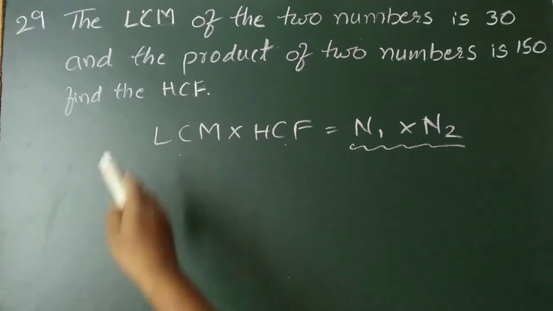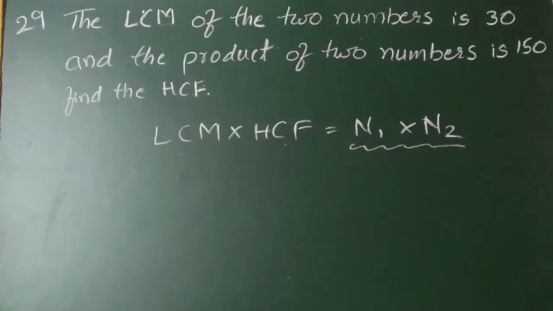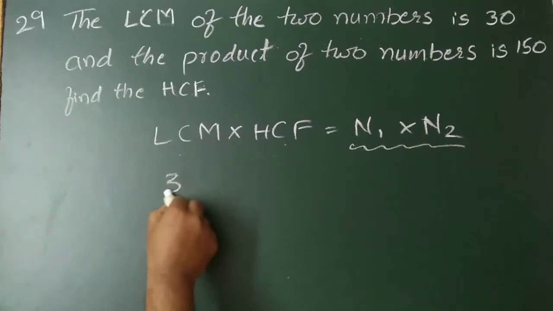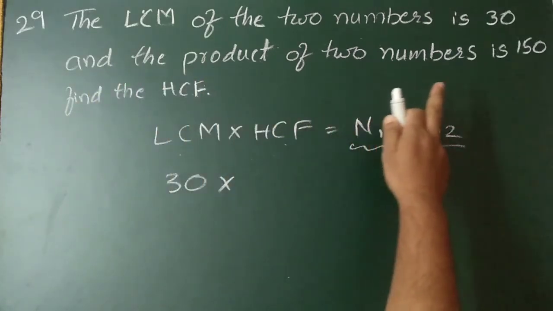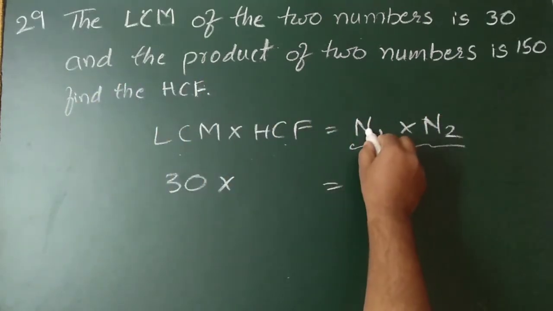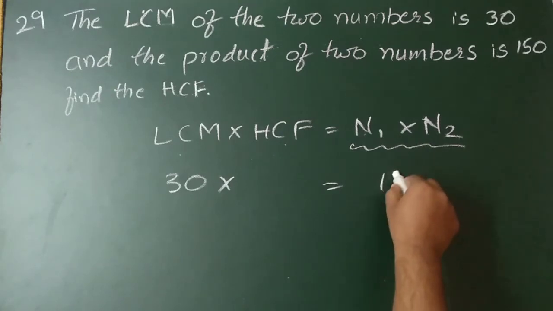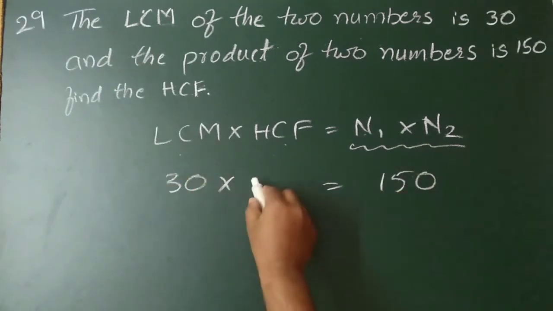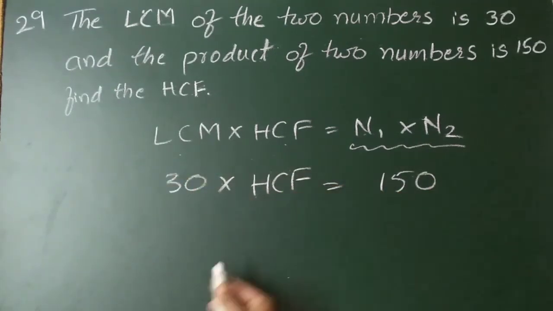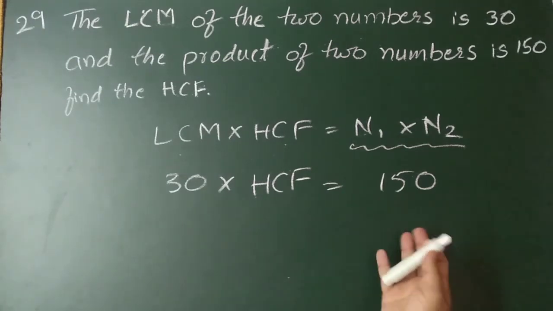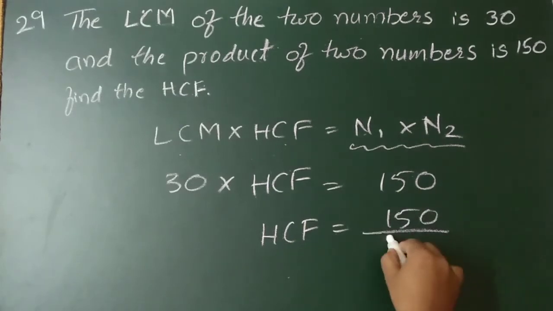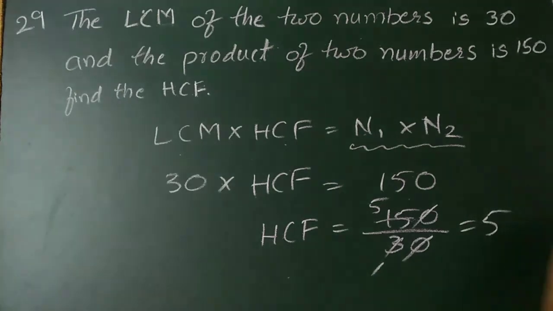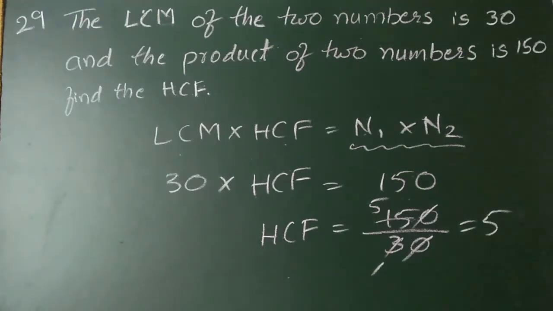Here the LCM of the two numbers is given as 30. The product of the two numbers, N1 and N2, is 150. HCF I don't know. So it's an equation, and we can write very easily HCF equals 150 by 30. The 0 cancels, 3 1s are 3, 3 5s are 15. So the answer is 5. That's all.